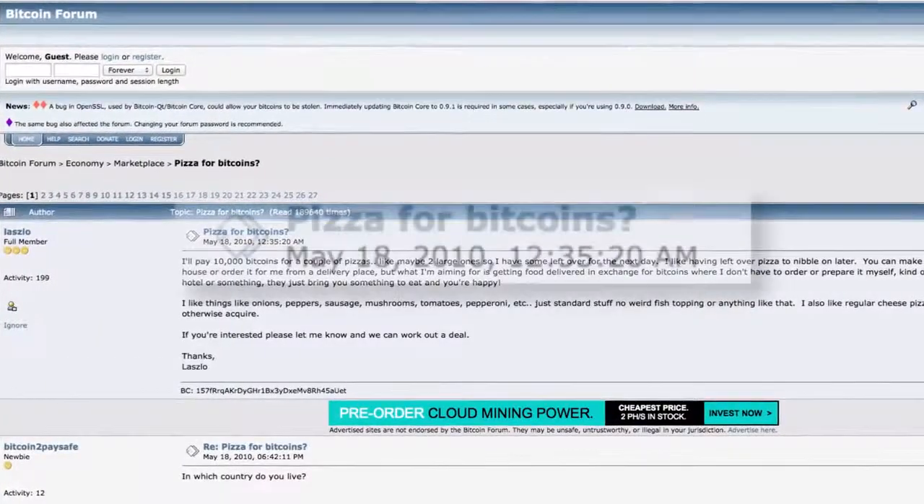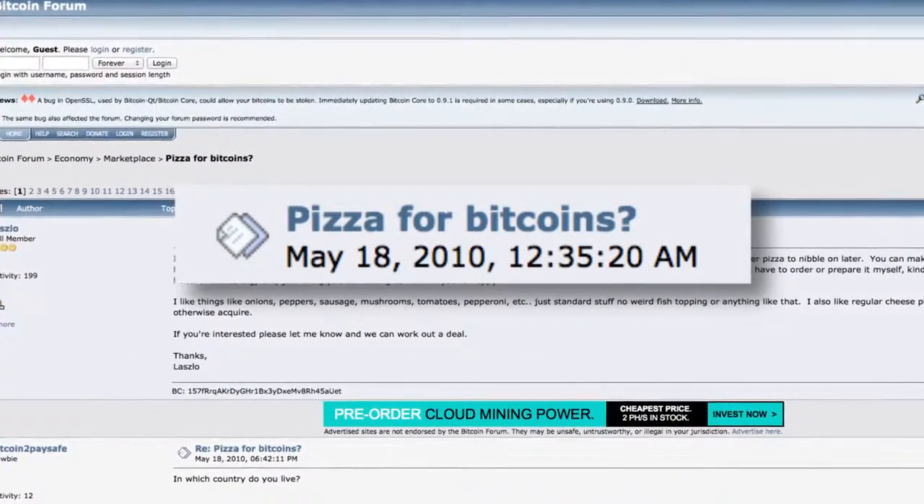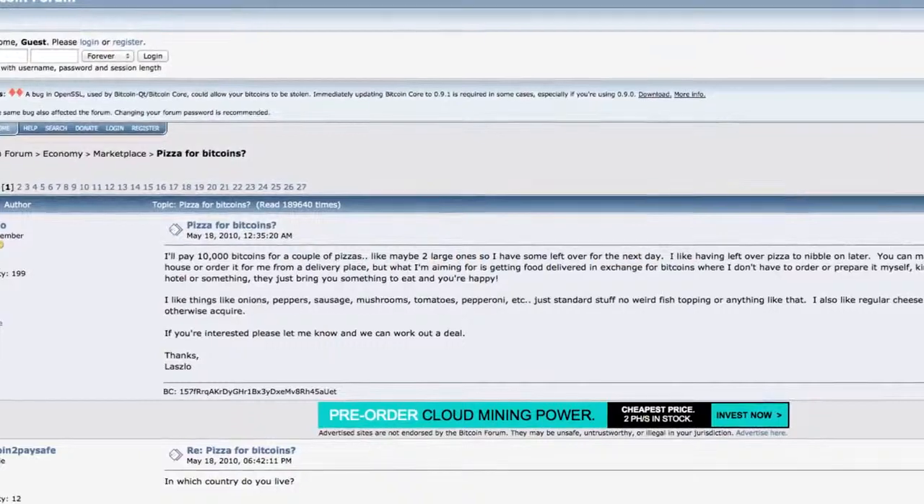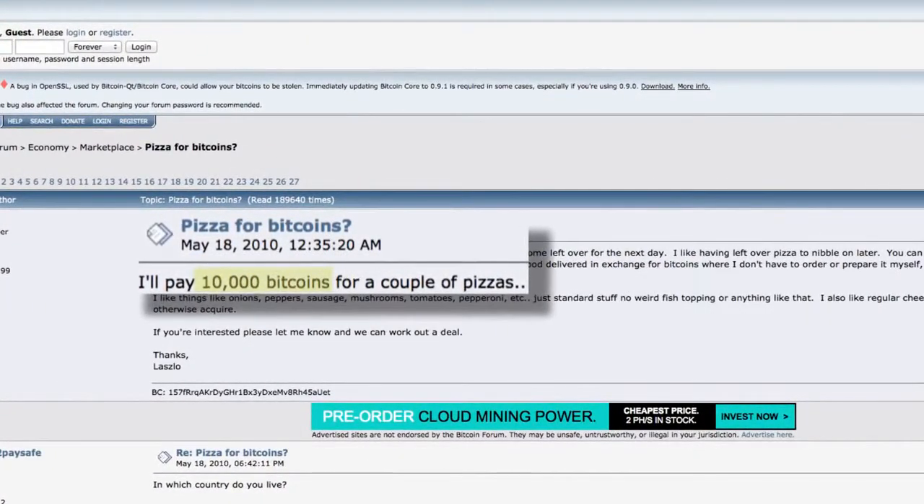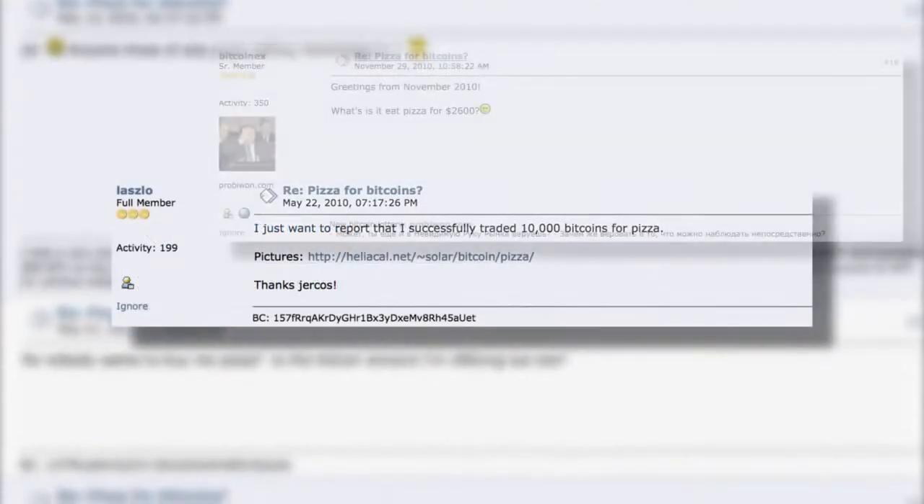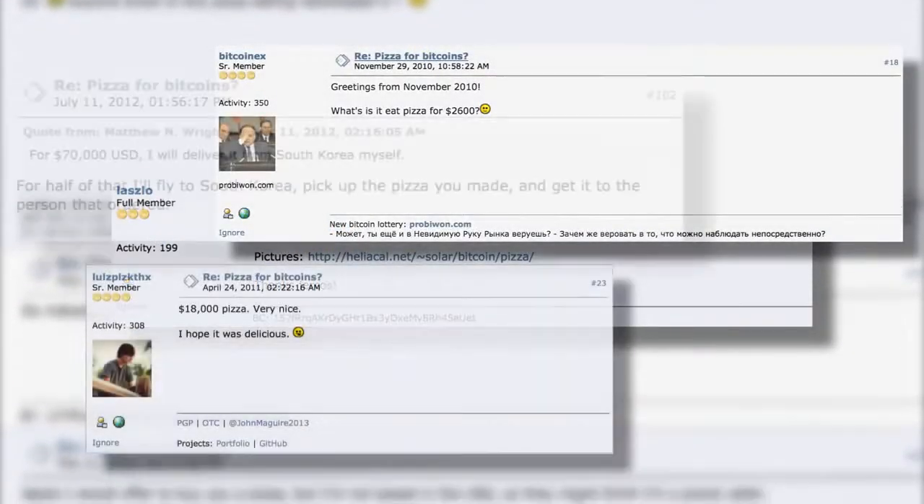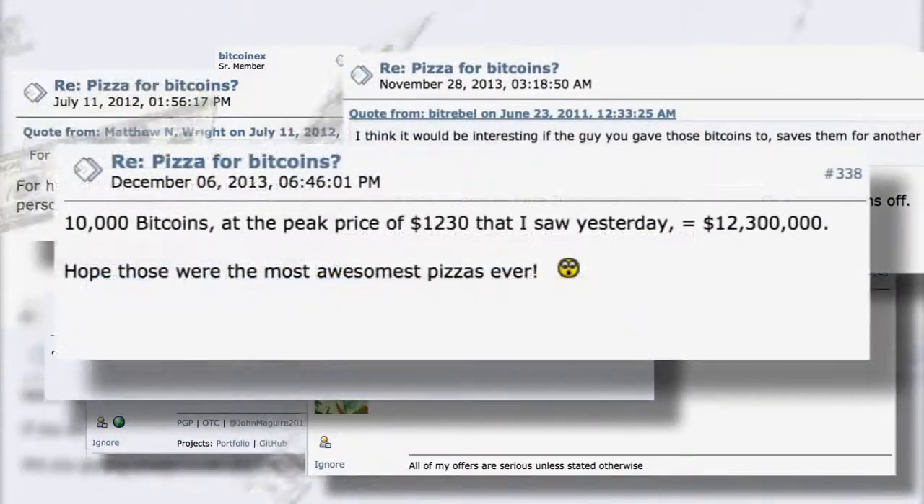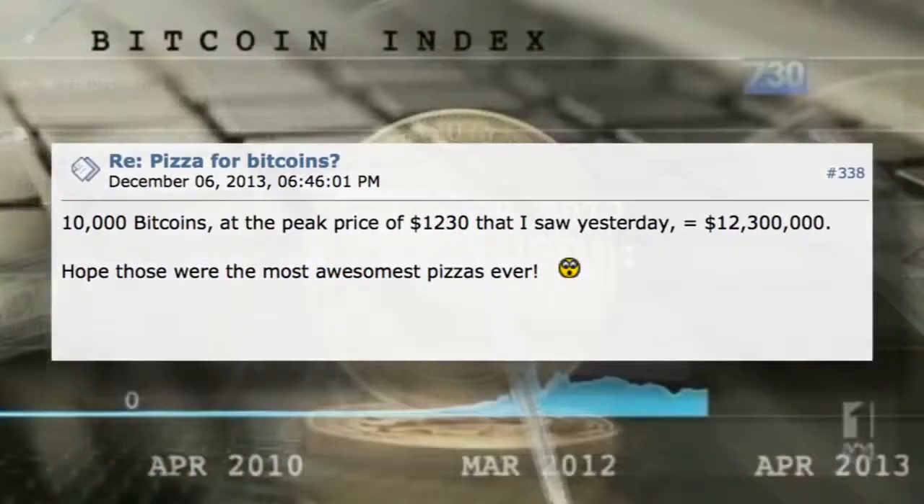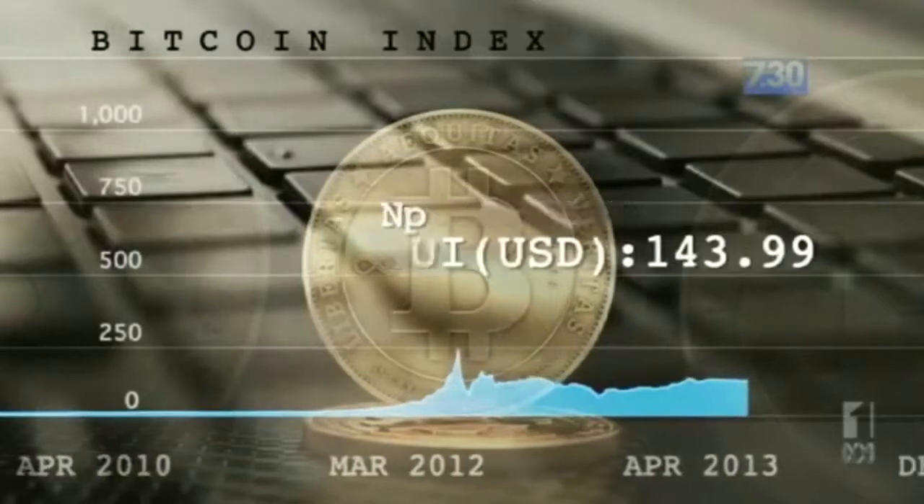In May 2010, a member pleaded to the community for someone to provide him with 2 pizzas delivered to his residence for his payment of 10,000 Bitcoins. This simple dinner cost the equivalent in Bitcoins of what would come to be worth over $10 million by December 2013. This is how fast the increase in its number of users and recognition has been.